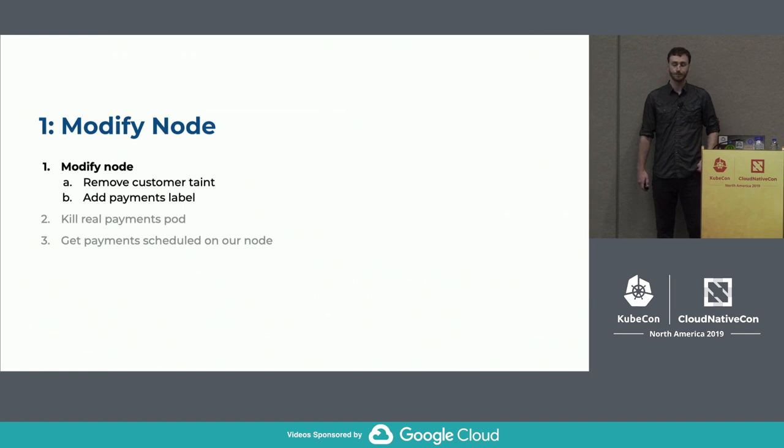In order for the payments pod to get scheduled onto that customer node, we have to first remove the customer taint, and then we need to add the class equals payments label that we're going to be using. So I'll switch over to the demo now.